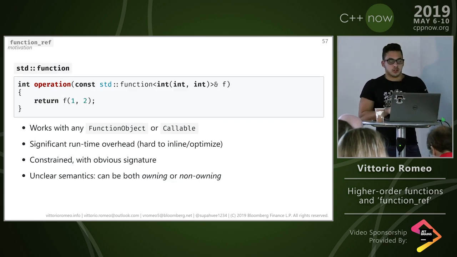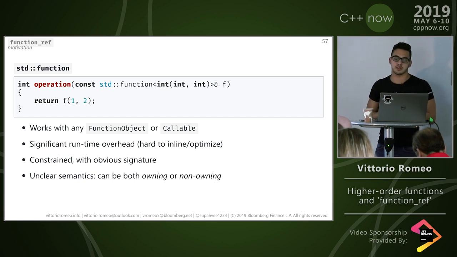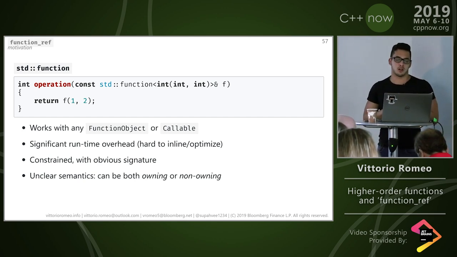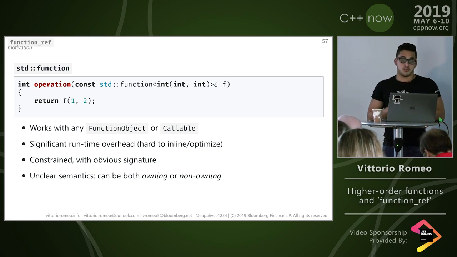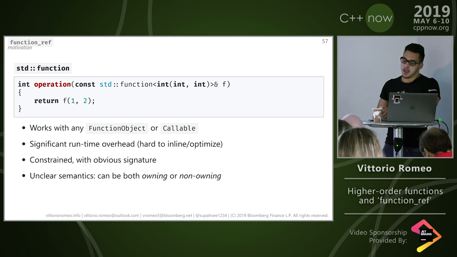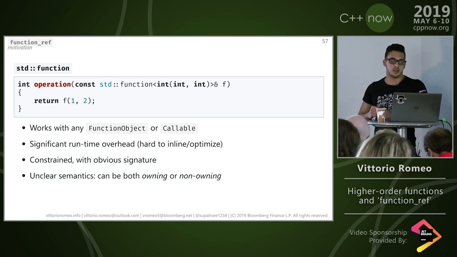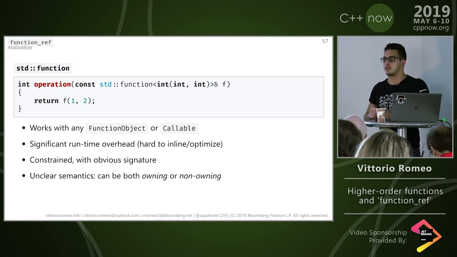std::function is another option, and this is what C++ beginners like to use all over the place and then wonder why their code is slow. It works with any function object or callable. However, since this is supposed to be a generic polymorphic wrapper over any callable with a given signature, it's really hard for the compiler to inline or optimize. This can lead to significant runtime overhead. This is not something set in stone, because maybe in the future compilers might be able to optimize this more aggressively, but right now there is a significant cost that you can measure with std::function.